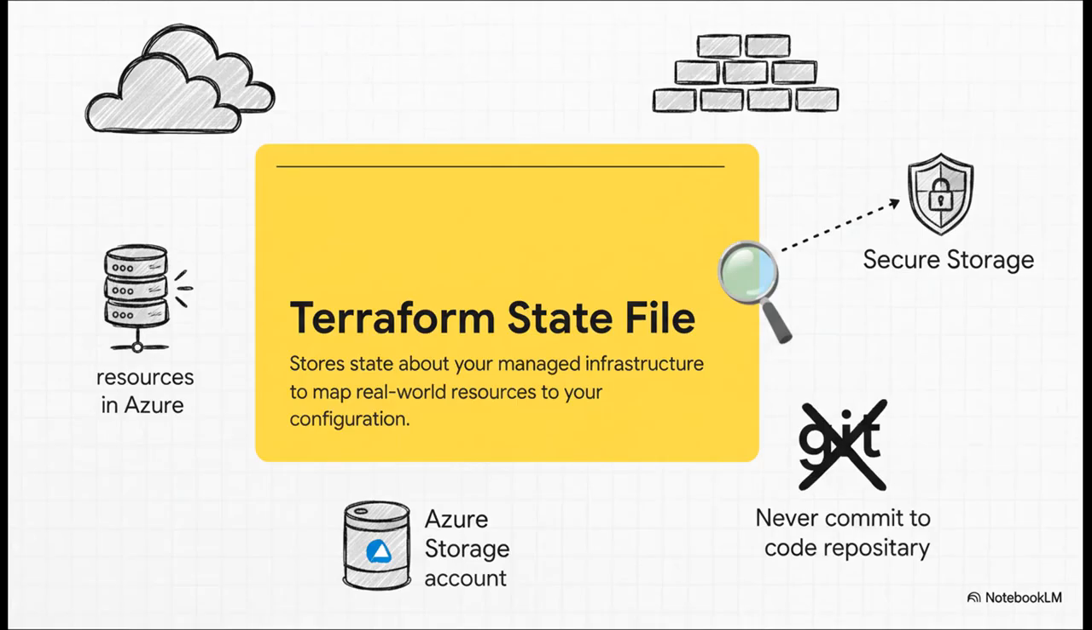This is a really crucial point. How does Terraform even know what it's already built? The secret is the state file. It's basically Terraform's memory. It's a map connecting your code to the real resources sitting in Azure. And listen, this is so important. Because this file can contain sensitive data, you must never, ever commit it to your source code repository. Don't do it. Instead, we'll store it safely in a secure place like an Azure storage account.